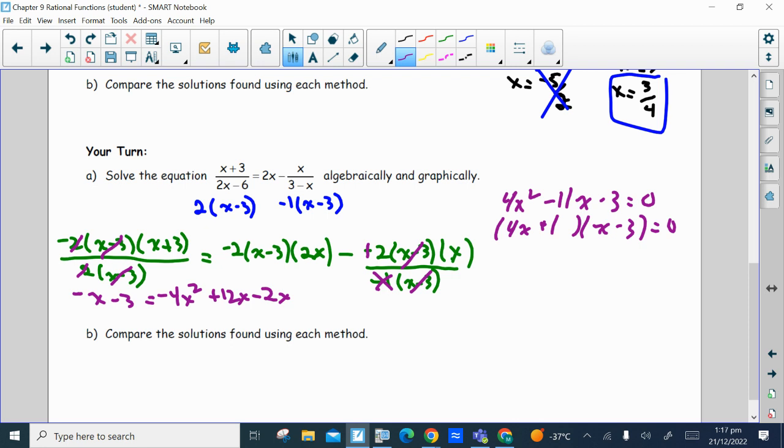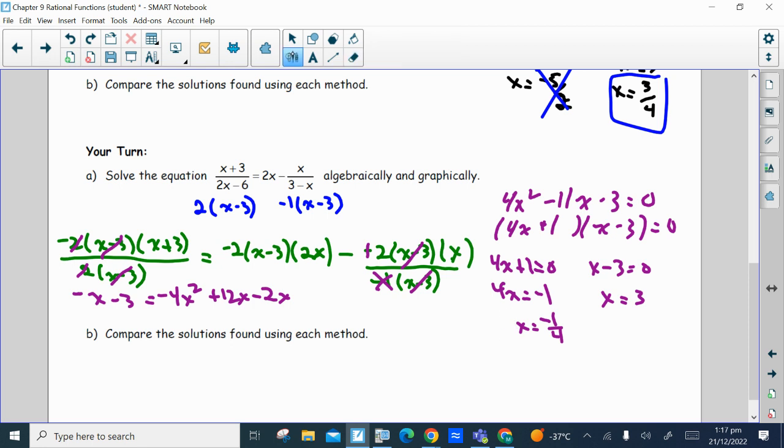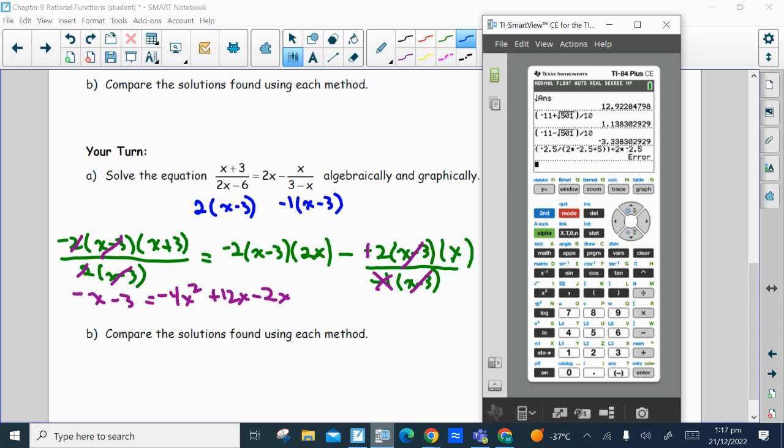Now, if you have a hard time finding factors, that's fine, because you can still use the quadratic formula. It'll give you the answers using the quadratic formula. Factoring is generally easier if factorable, but sometimes the factors are a little more difficult to find. So we'll get negative 1/4 and positive 3. And positive 3 is a non-permissible value. 3 is a non-permissible value, so that would be an extraneous root. The only one that should work would be negative 1/4, and we will confirm that graphically.